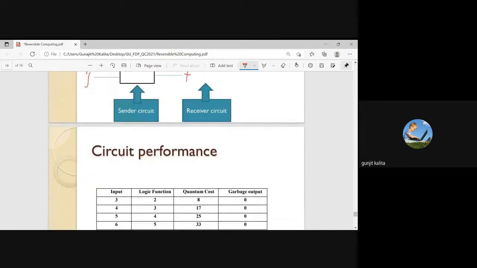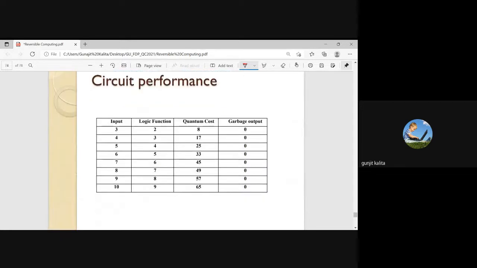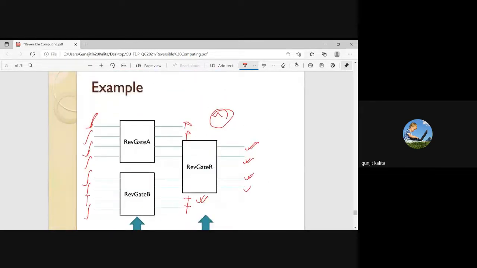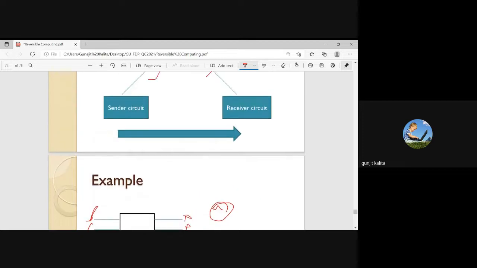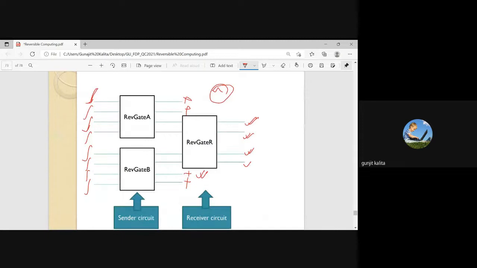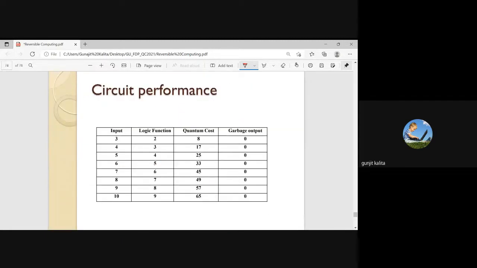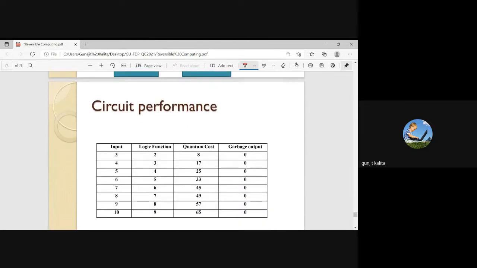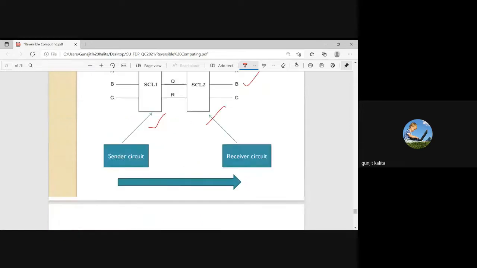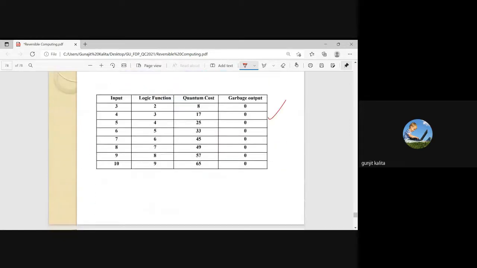This is one. So if you see the circuit performance in this form, the number of logic functions changes linearly, increasing. Garbage output is always zero because we have seen all are required always. That is for this example, but if we design in a different way, then the garbage will not be zero. For this design, I have not shown the performance parameter. This table is for this particular design. So no garbage, and all are increasing linearly.